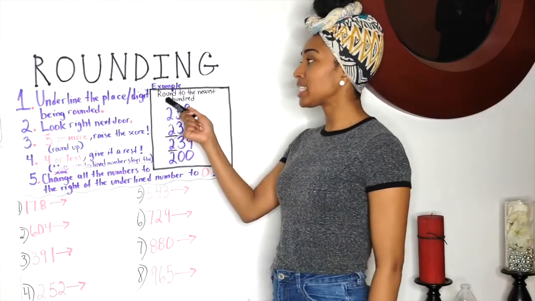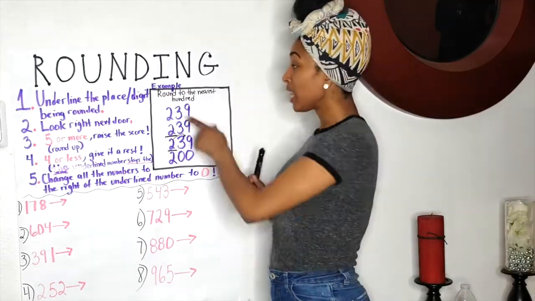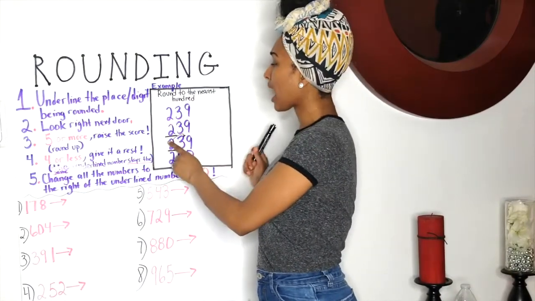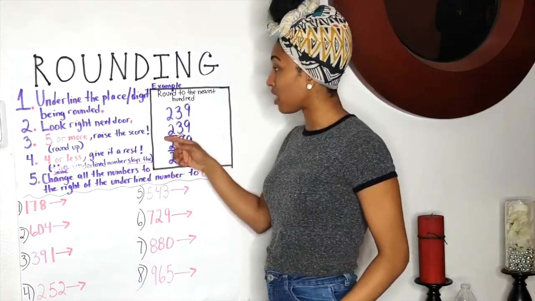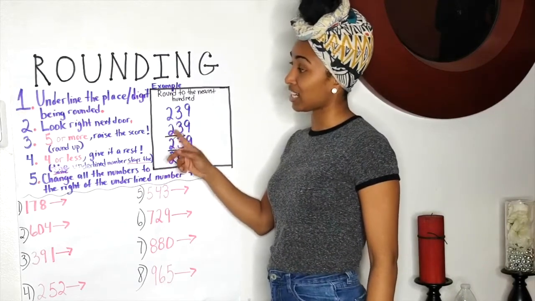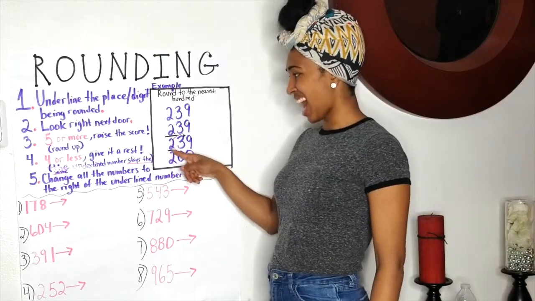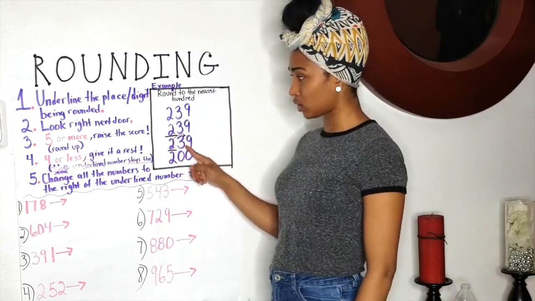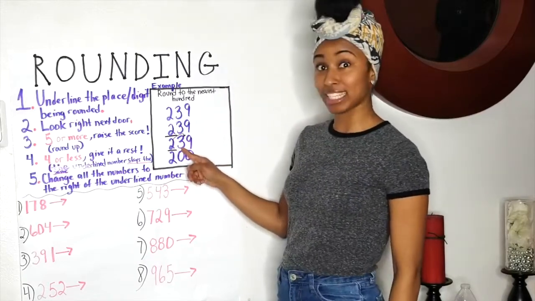Round it. Here it says round to the nearest 100. Here's my number, 239. Okay? Now, I underline the hundreds place because that's where I'm rounding to. I'm rounding to the nearest 100. Now, I look right next door. That's step number 2. The number right next door. Oh, hey, neighbor. I see it's 3.